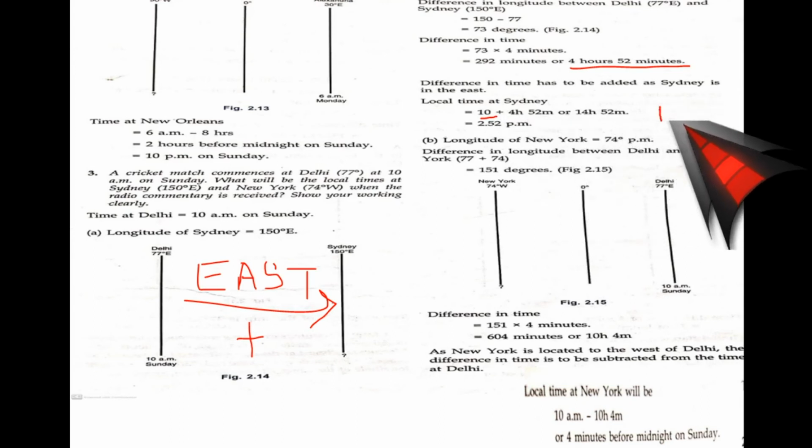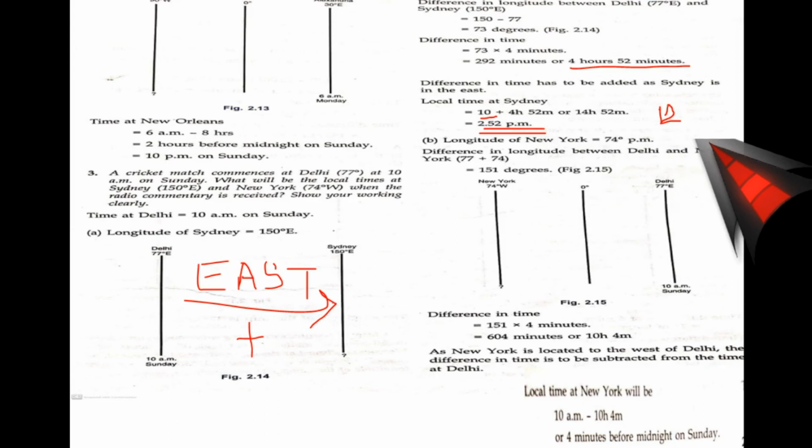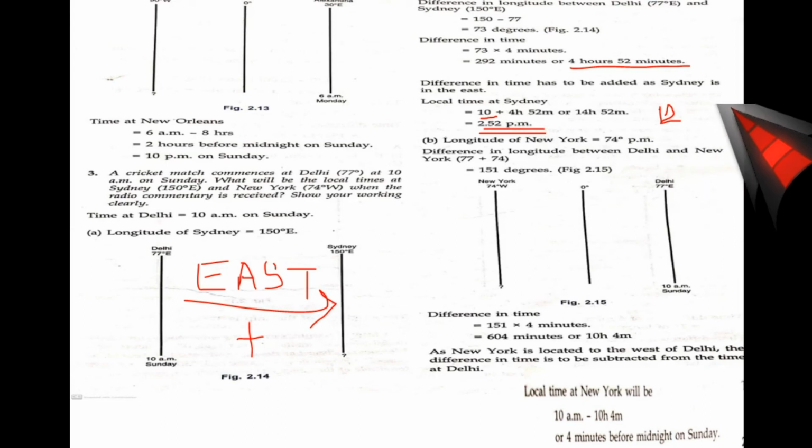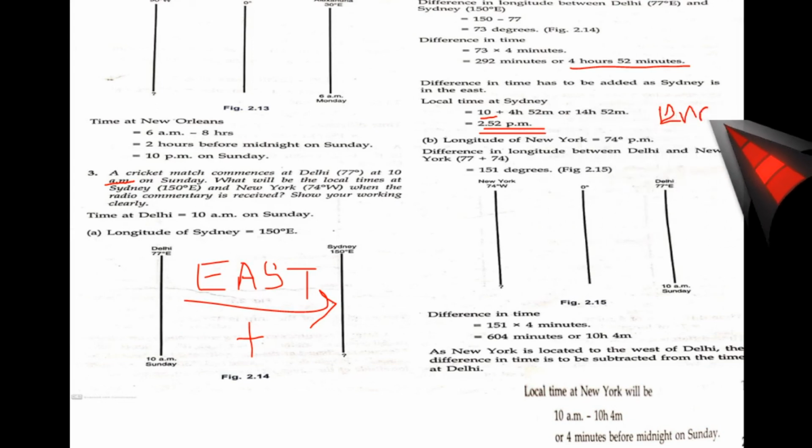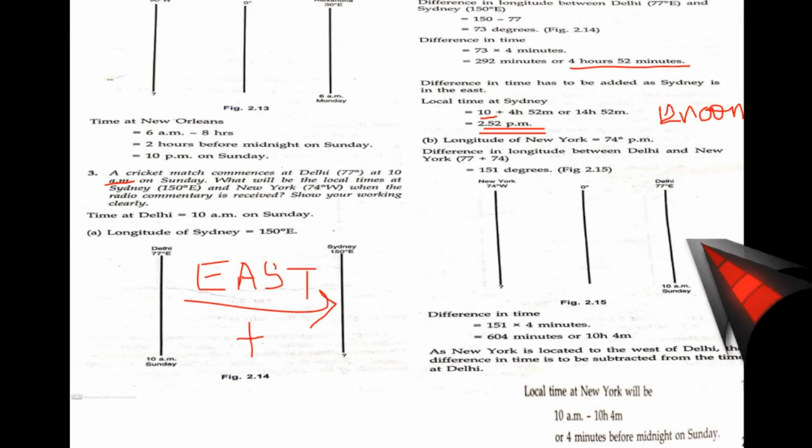So to do that, I will go from 10, 2 more hours will make me 12, and then I am left with 2 hours 52 minutes, that is 2:52 p.m., because again I am crossing 12 noon. See, in the question it is mentioned 10 a.m. So from 10 a.m. plus 2 hours, I will reach 12 noon.